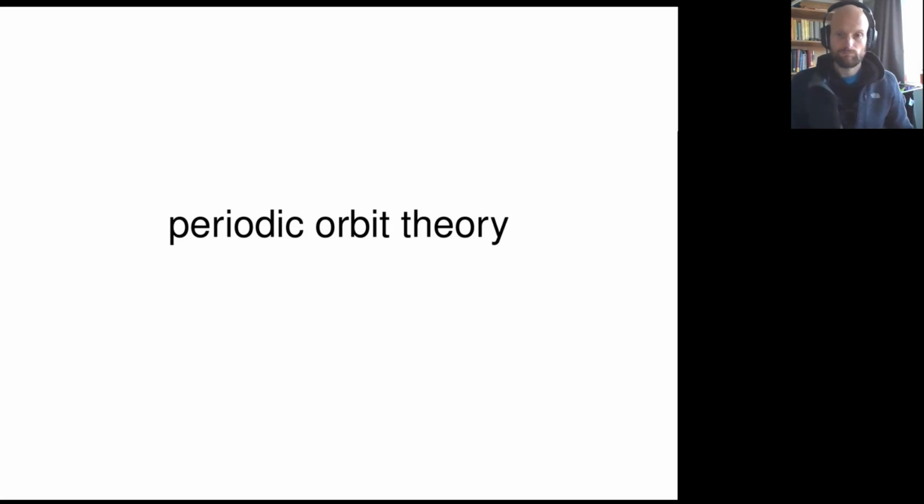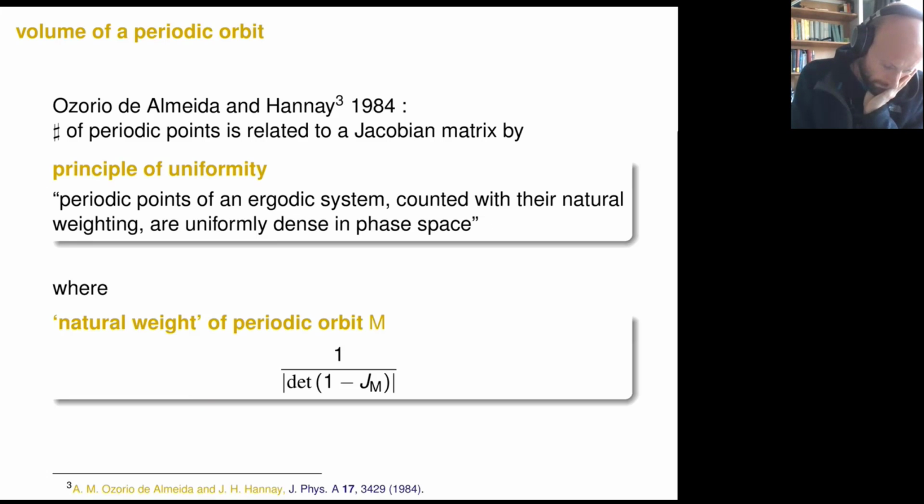Here comes a more sophisticated version of chaos course. It has a very good mathematical pedigree, and in physics, it was reinvented a couple of times by Martin Gutzwiller and then by David Ruelle. It goes by the name periodic orbit theory. The earliest example that I can find of it was done by Osorio de Almeida and Hanai, which looked at time evolution Jacobians, and they announced the principle of uniformity.